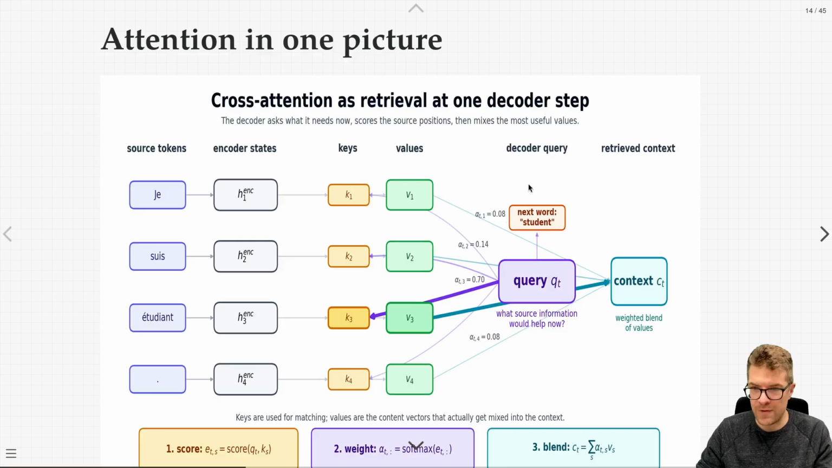And then now we have the idea that we have a query. So I'm producing a word right now. What information, so now I'm in the decoder right now.